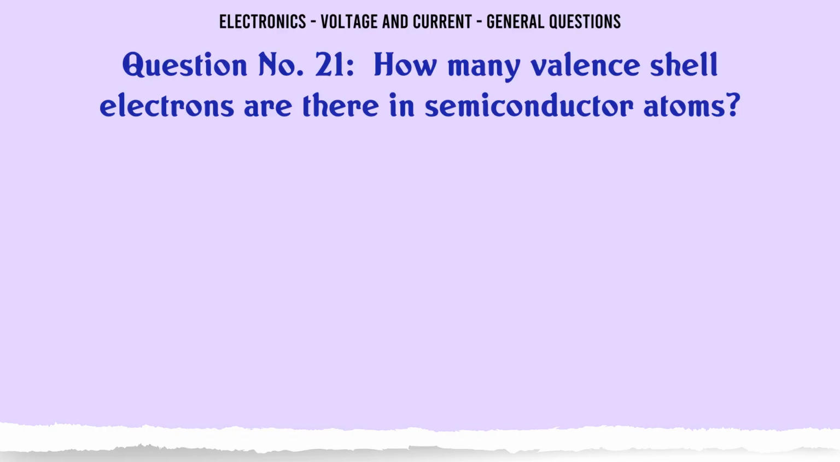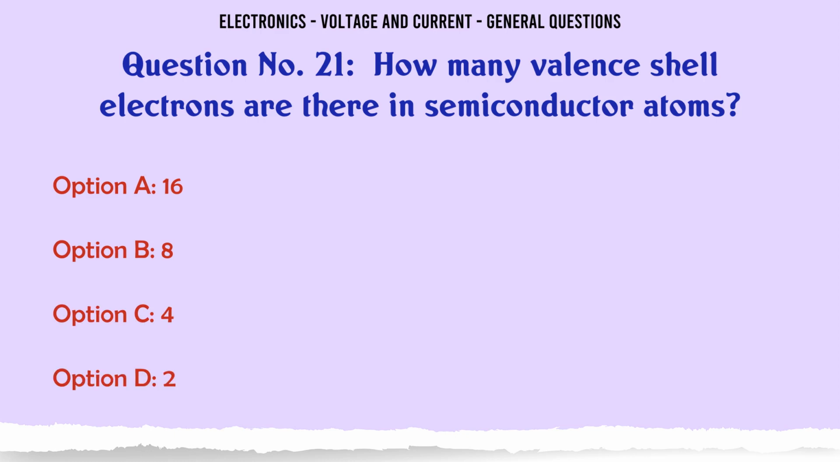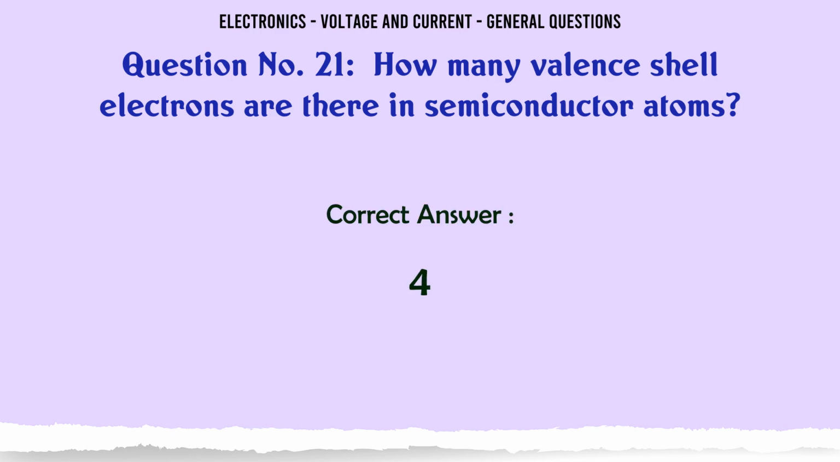How many valence shell electrons are there in semiconductor atoms? A. 16. B. 8. C. 4. D. 2. The correct answer is 4.